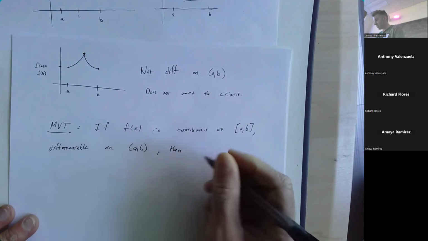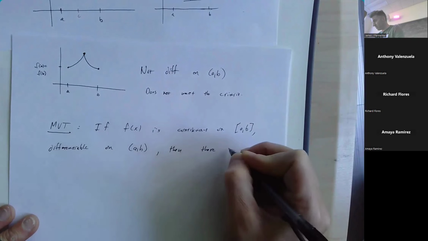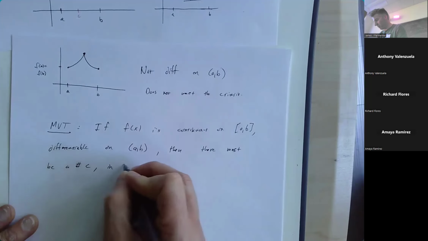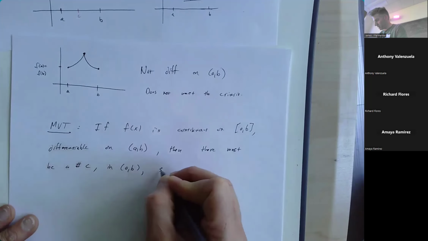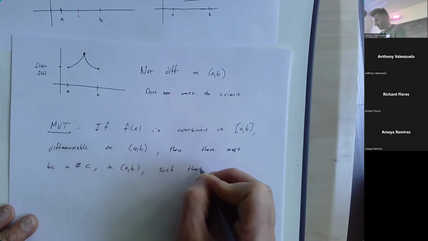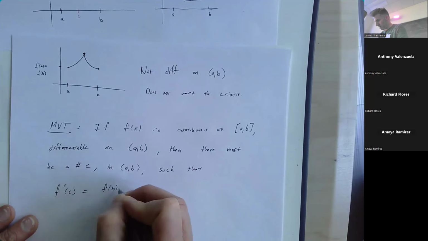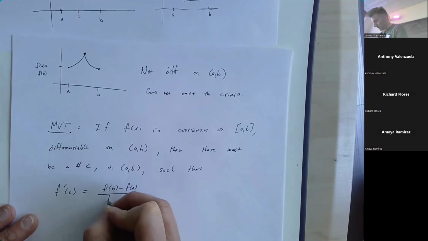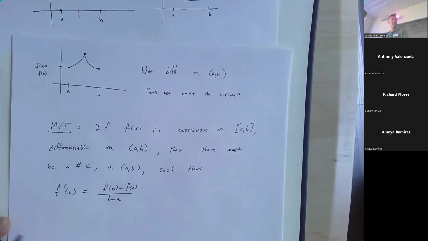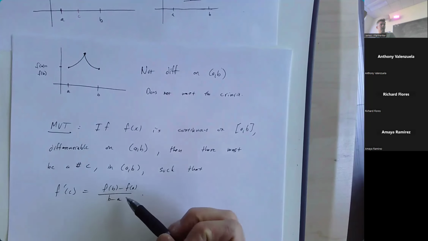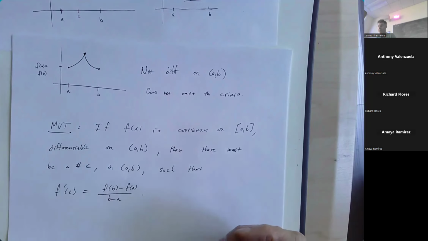Then there must be a number C between A and B, in the open interval from A to B, such that f prime of C is equal to f of B minus f of A over B minus A. The only difference here is that we're not saying the endpoints have to have the same function value, so this doesn't end up equaling 0.